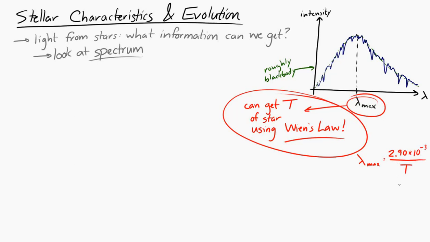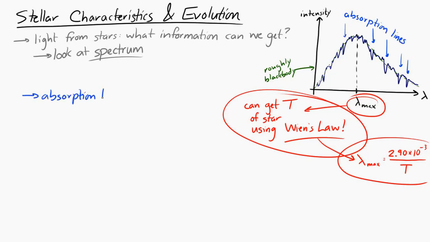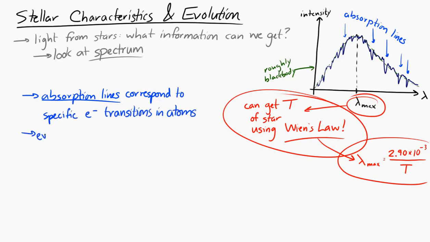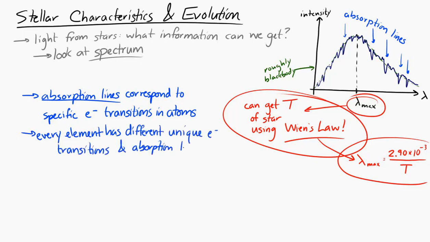In the star spectrum, we also see absorption lines. Now, if you remember back to atomic physics, the absorption lines correspond to specific electron transitions in atoms. And every element has different electron transitions. So every element will have different absorption lines. So for example, hydrogen has an absorption line at 656.3 nanometers. If you see that absorption line in a star spectrum, there's hydrogen in that star.